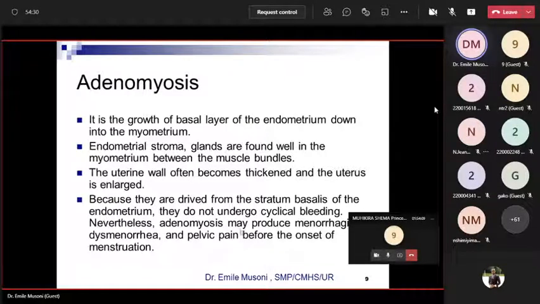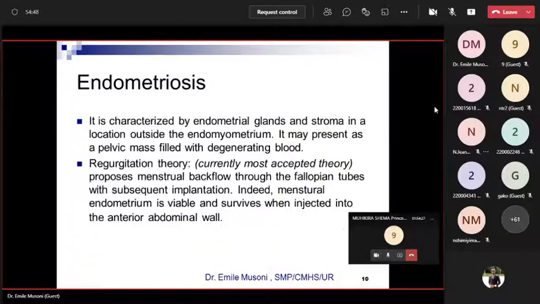So adenomyosis may produce menorrhagia, dysmenorrhea, and pelvic pain on the onset of the menstruation. This one is very, very painful. But the main sign is pain and bleeding. There is also what is called endometriosis. This one is a location of endometrial gland outside the endomyometrium.